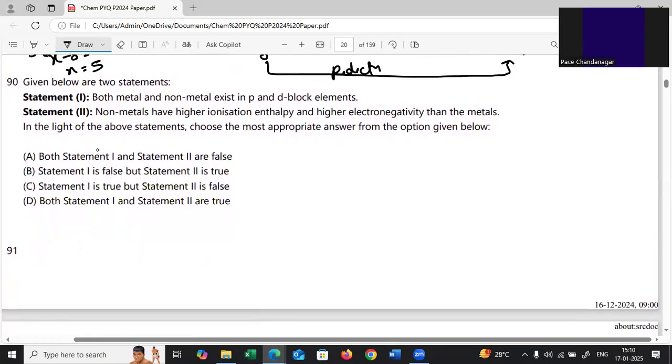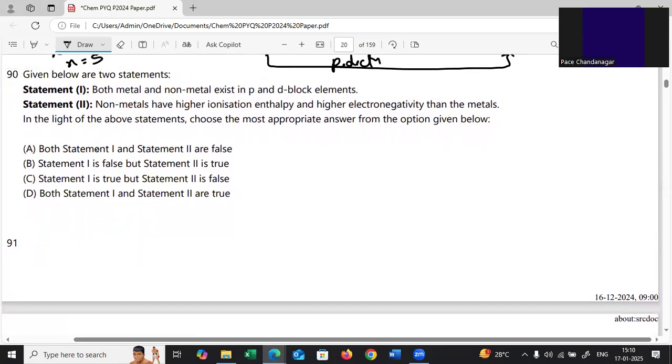Next, both metals and non-metals exist in P block and D block. Is that right? Just think. Both metals and non-metals exist in P and D block elements? No, in D block elements, non-metals do not exist. Metals only. Transition metals you have in D block. So statement 1 is false. Then my option is in A and B only, right?